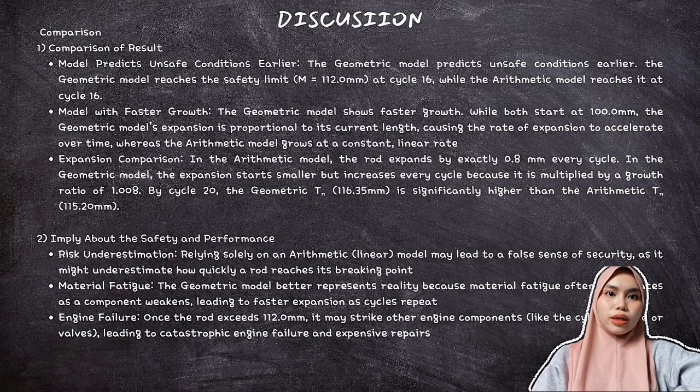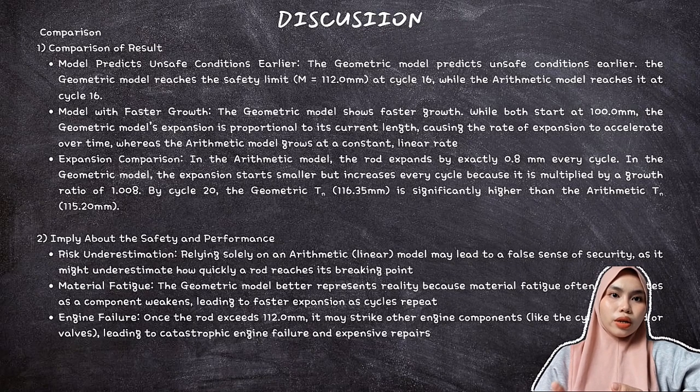As a result, by the later cycles, the rod length in the geometric model is significantly greater than in the arithmetic model. In terms of safety and performance, relying only on the arithmetic model may underestimate the actual risk, whereas the geometric model better reflects real conditions due to material fatigue that accelerates expansion. Exceeding the 112.0 mm safety limit could lead to servo engine damage and costly repair.